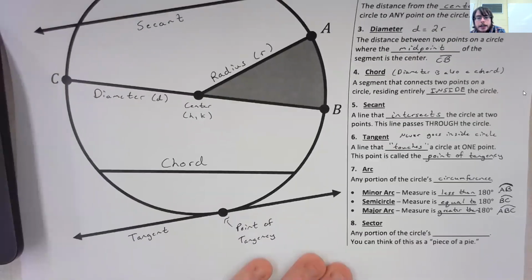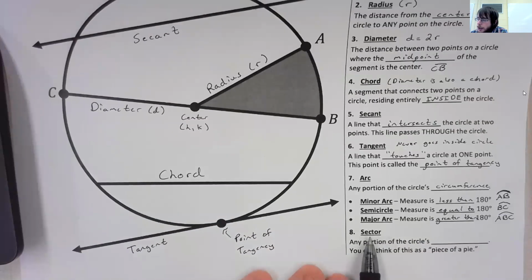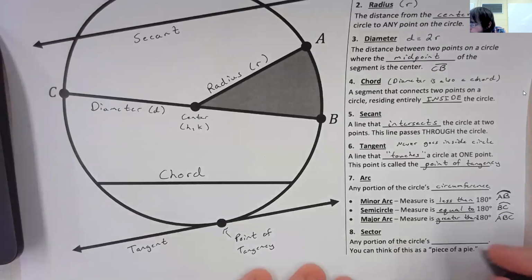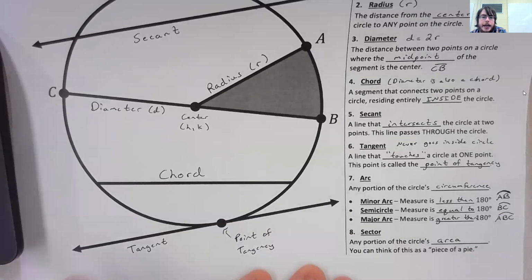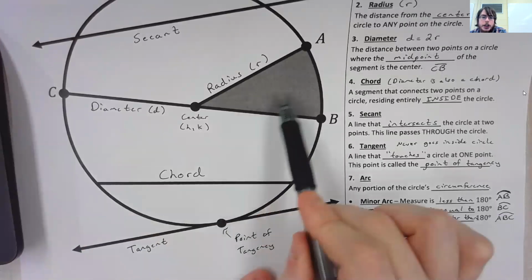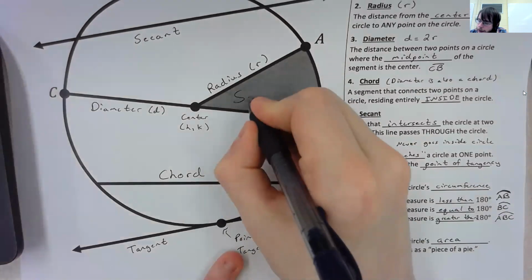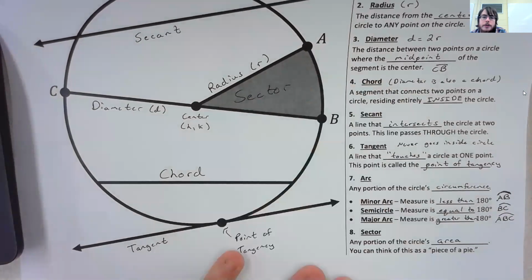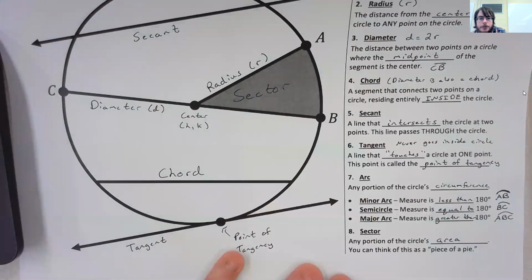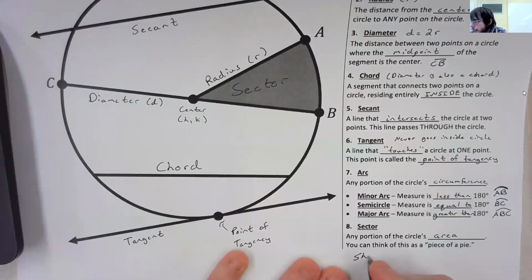And finally, the last bit here, a sector. A sector is any portion of the circle's area. So in the diagram, you can see this shaded section here. This would be your sector. So your sector is the shaded area of the circle.